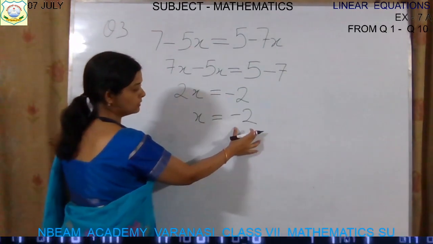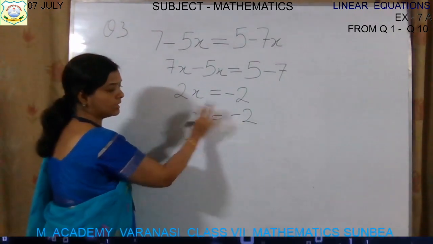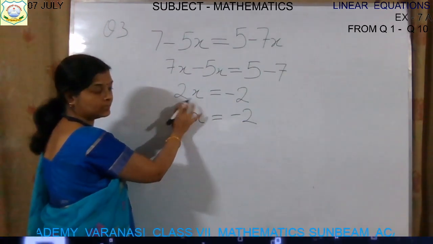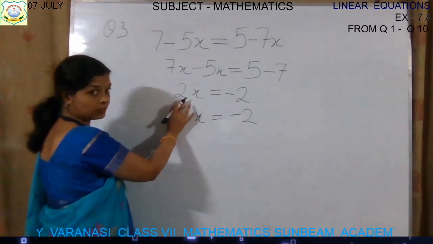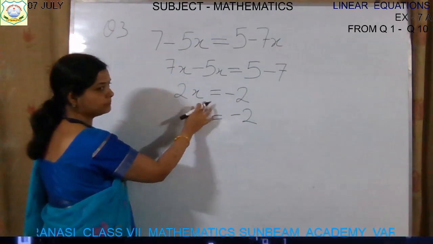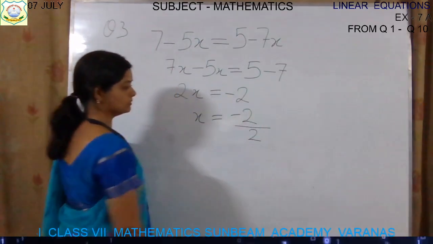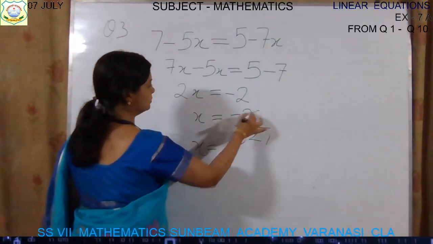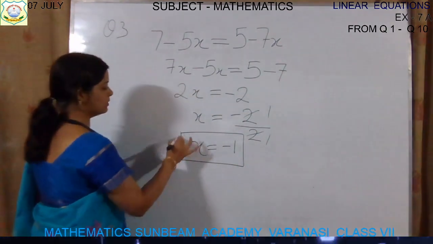X is equal to minus 2. This is already on that side. This 2 will shift, transpose to RHS. Only 2 will go. It is in multiplication. So I am shifting a part of it, transposing a part of it. So 2 will be transposed to that side. 2 is in multiplication, so 2 will go for division. Now, x is equal to how much? 2 ones are 2, 2 ones are 2. So minus 1. The value of x is minus 1.